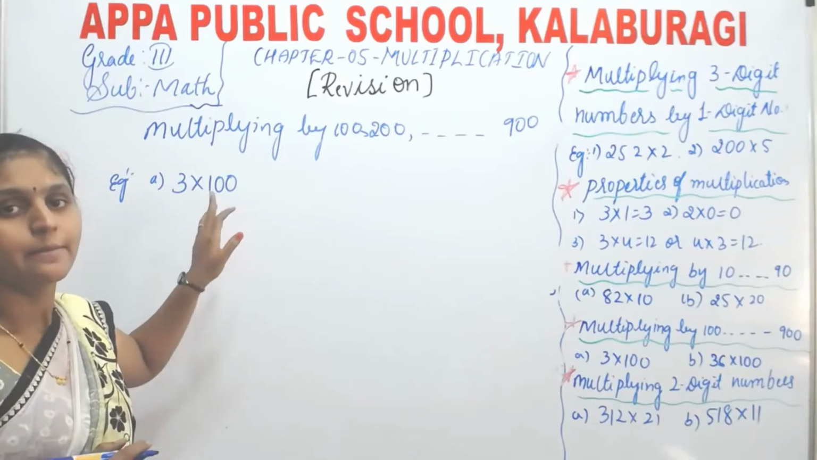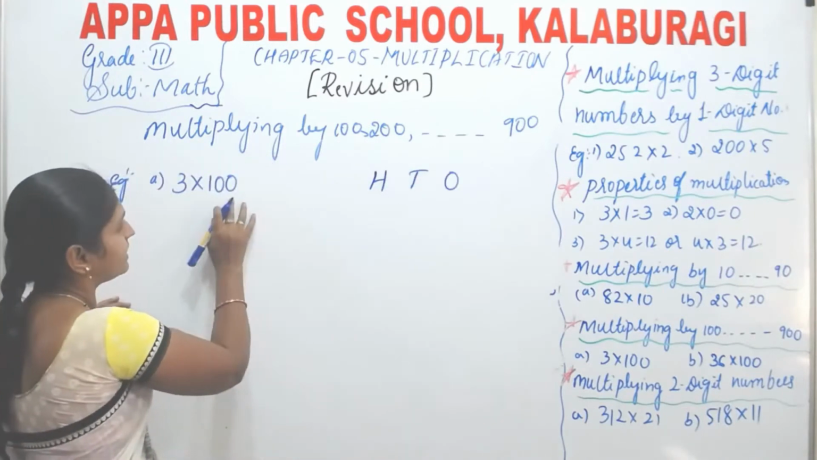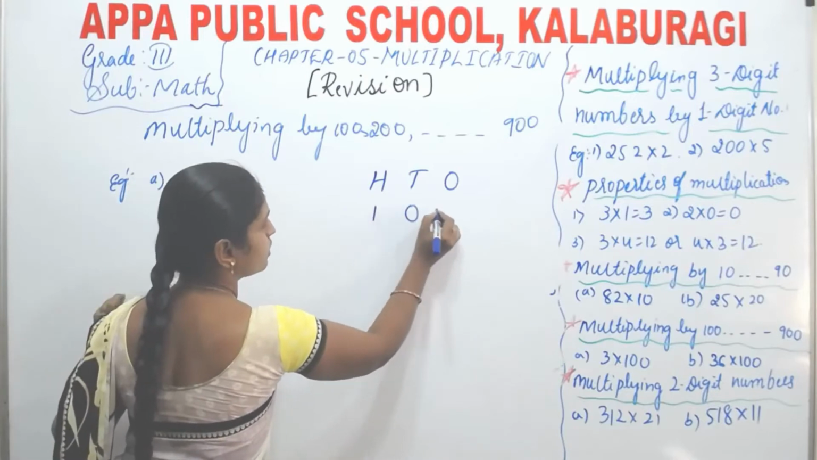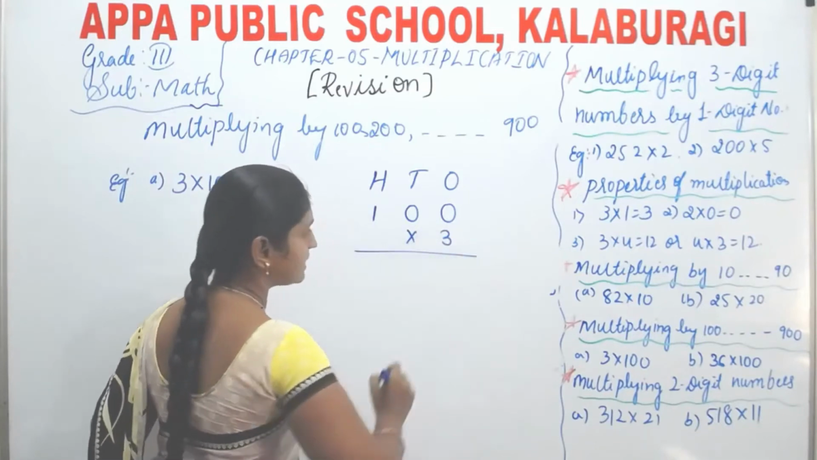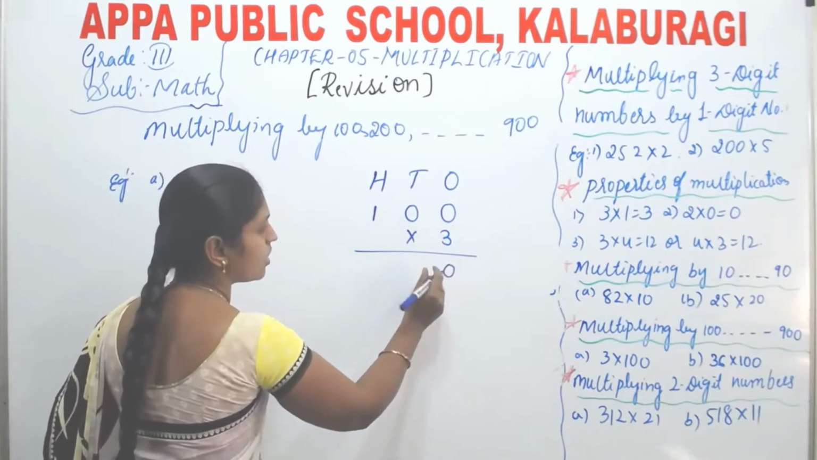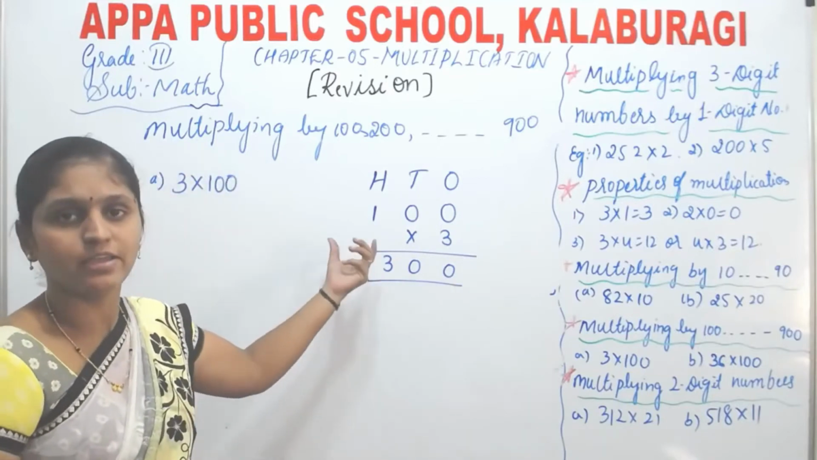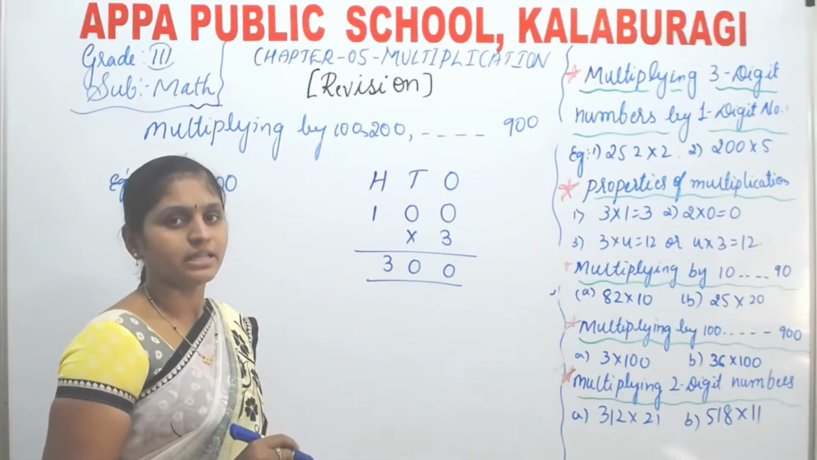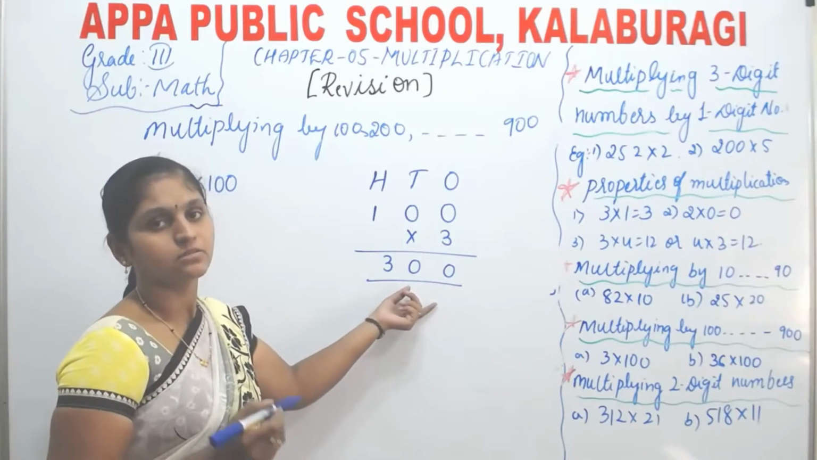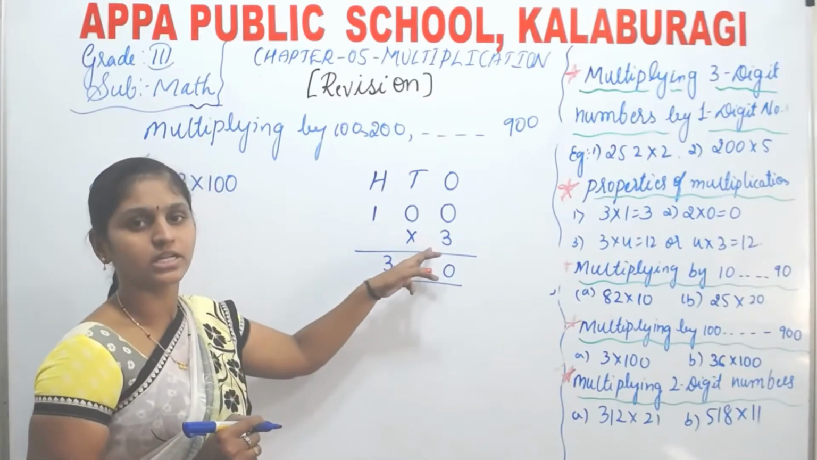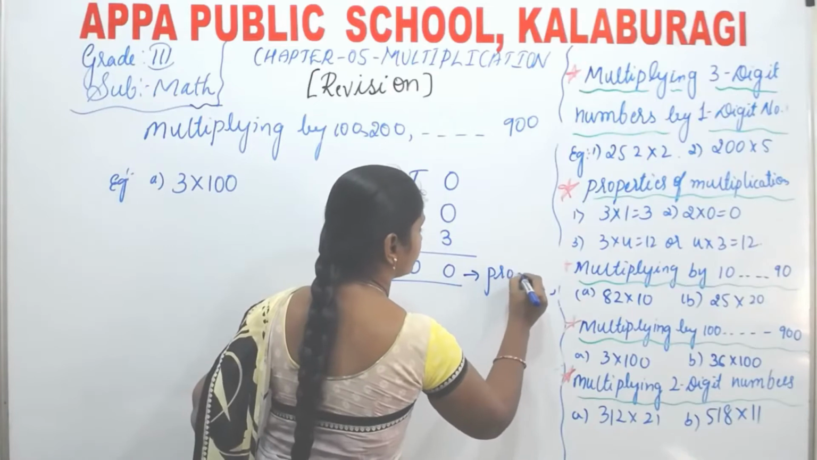So first you have to write the place value: hundreds, tens, ones. Write the number 100. So 1, 0, 0. Next we have to multiply by 3. Multiply 3 into 0, 0. 3 into 0, 0. 3 ones are 3. So this is solved by using the multiplication properties number 1 and 2. Using those two properties, we solved this question, that is 100 into 3. So 100 into 3 is 300. This is our required product.